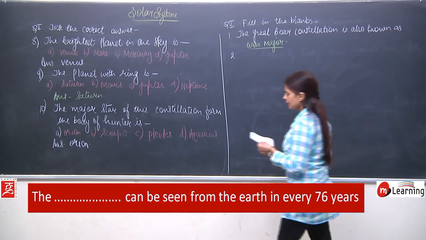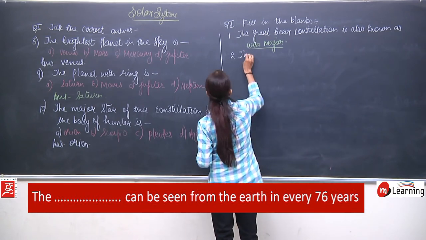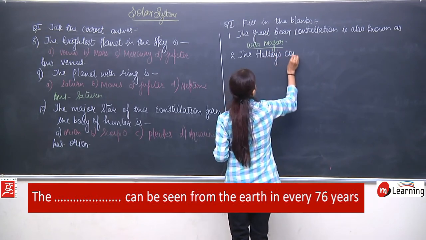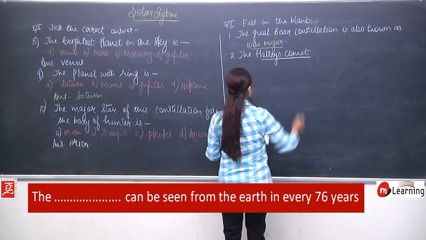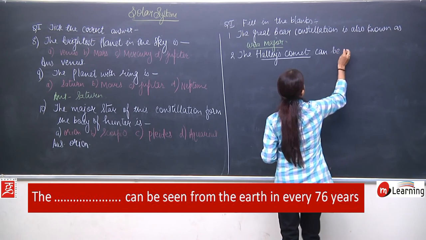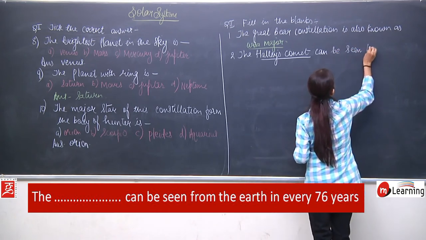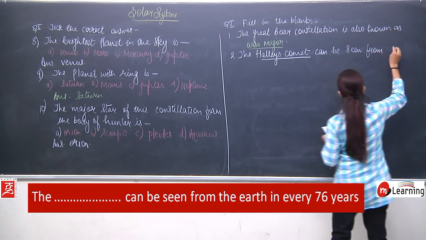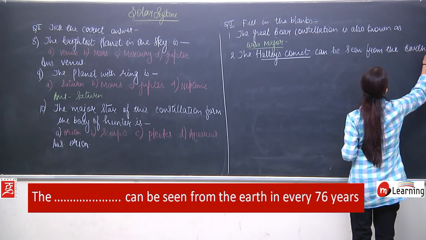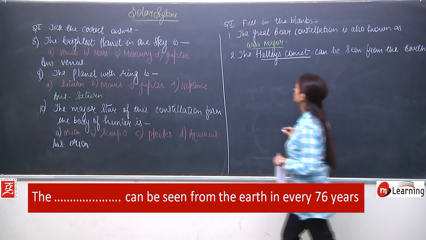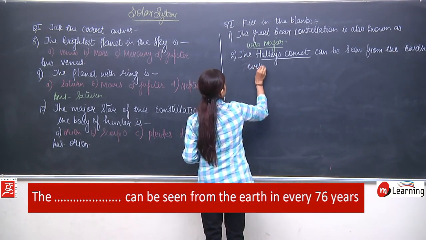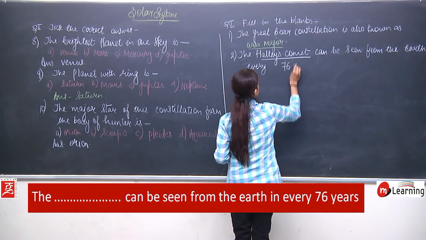So the second one is, Halley's comet can be seen from the earth in every 76 years.